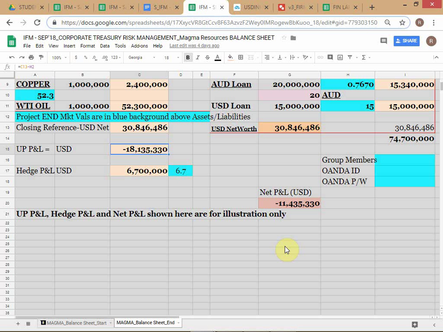Yeah. So minus 18 plus 6.7, or let's say take it as 7. Okay. So minus 18 plus 7. The hedge P&L is showing a profit. The hedging book is showing a profit of 6.7 million.